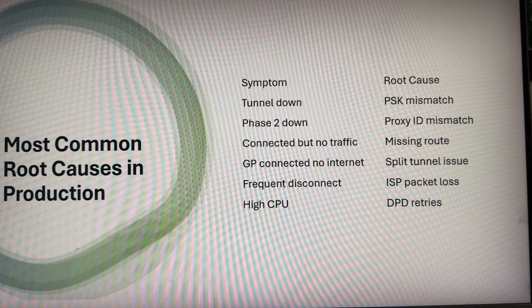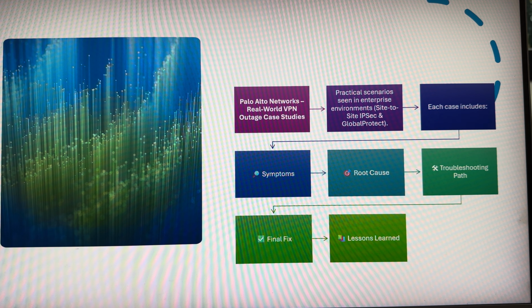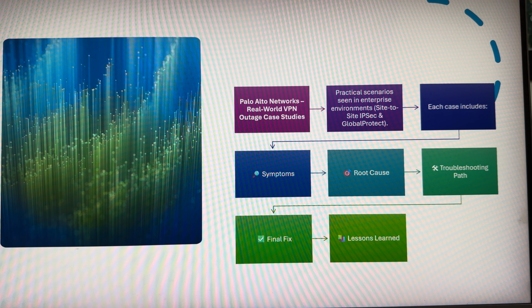The real world VPN outage case studies. So we are talking about another session, which is for the VPN outage case studies in the real world. Palo Alto Networks real world VPN outage case studies: practical scenarios seen in enterprise environments, site-to-site, IPsec, and GlobalProtect. Each case includes symptoms, root cause, troubleshooting path, final fix, and lesson learned.